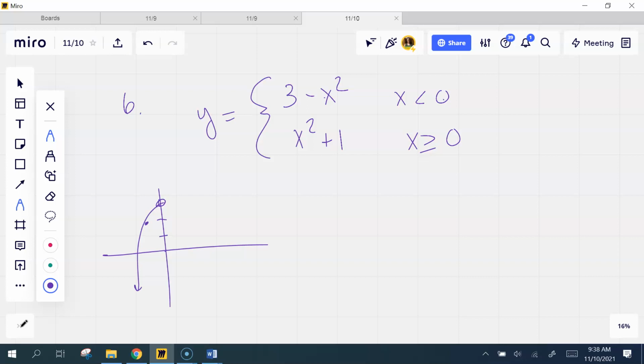Top. I made it an open dot. Then this one I'm going to do 0, 1. And then 1, 2. So this is what my graph looks like. So that is not continuous, aka not differentiable.